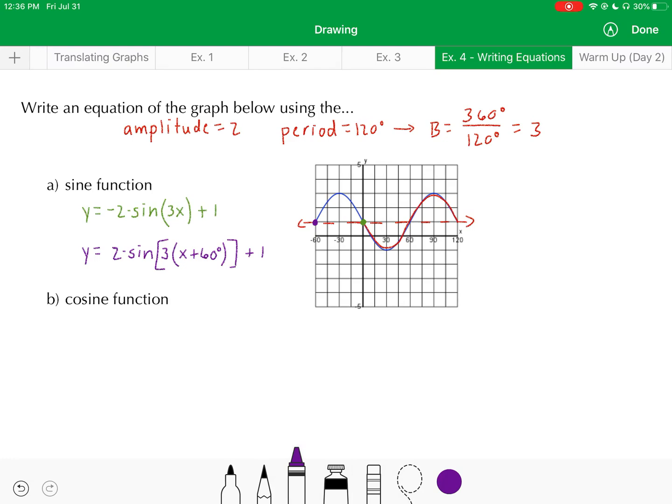Okay? Now those are only two equations for the sine function for this curve. But understand you could have chosen any of the other points on the curve that are at the midline to develop your function as well.